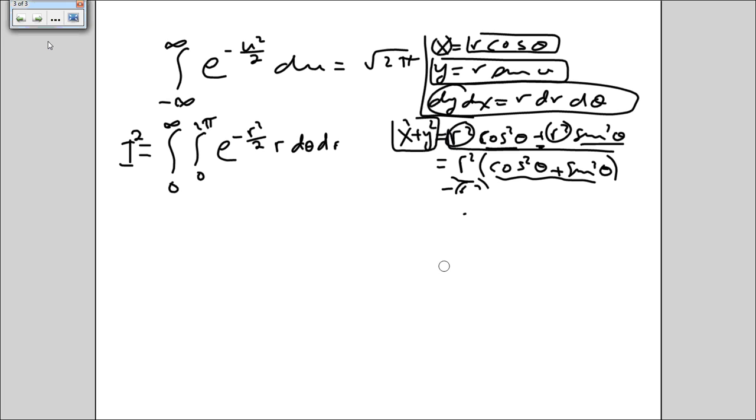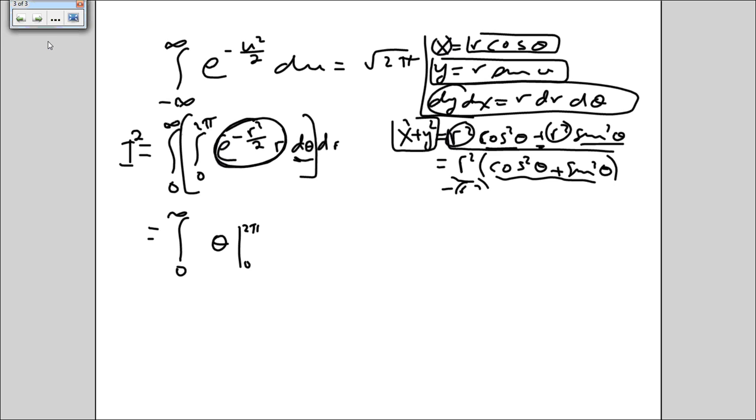Okay, but now this integral in front of us, we can do this one. We can do this with respect to theta. This is a constant. It has no theta in it. So it's the integral, copying the first integral and with the limits, integral from 0 to infinity. The integral of a constant times theta is just theta, from 0 to 2 pi.